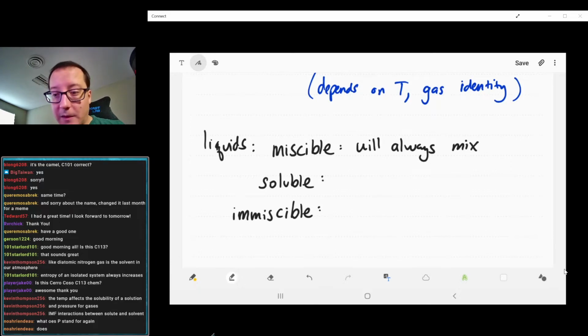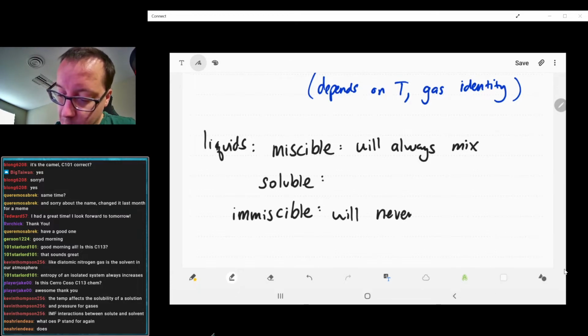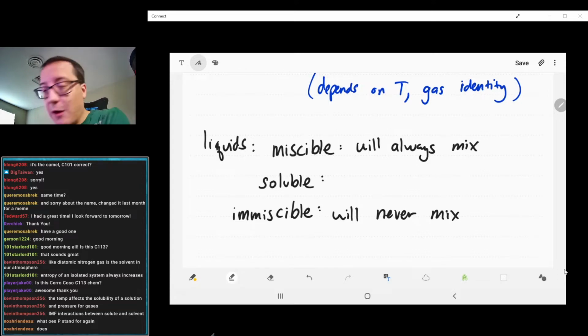There's no limit to how much you can have to mix them. Immiscible liquids will never mix without outside help. That would be something like water and gasoline. If you try and put those together, they are not going to mix. They're going to form little layers like oil and water would. You can try and shake them up, they'll just separate out again. They're not going to mix.